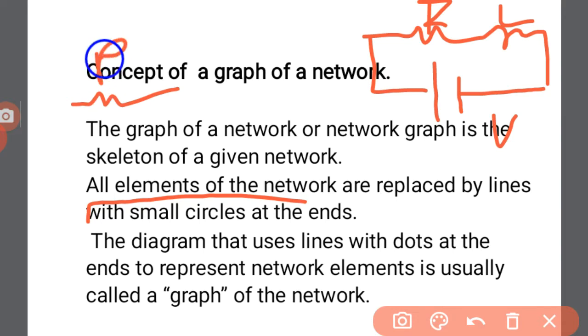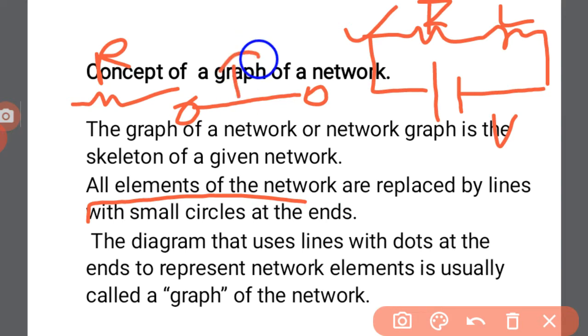This resistor will be replaced with a line, and at the ends we represent circles, or otherwise dots. All the elements of the network are replaced by lines with small circles at the ends. The diagram that uses lines with dots at the ends to represent the network elements is usually called a graph. So this is our network, and this network is to be converted into a graph. All the elements are replaced with lines, and the lines end with circles.